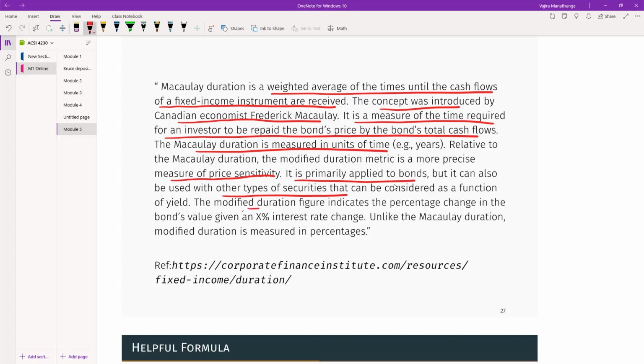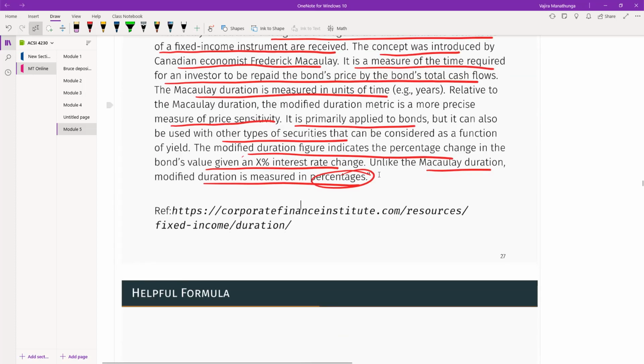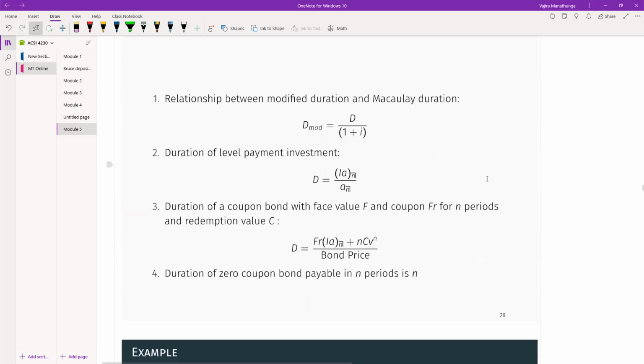The modified duration figure indicates the percentage change in the price given an X% change in rate. Unlike Macaulay duration, modified duration is measured in percentage. Okay. So again, two different concepts. So here you can see a few formulas. Of course, this one we already derived. So if you have the duration of a level payment investment, then this is the approach.